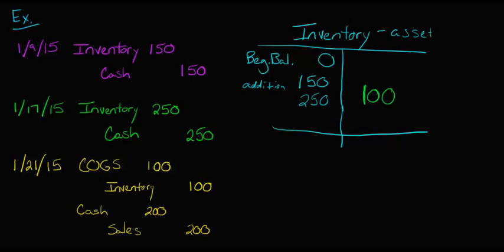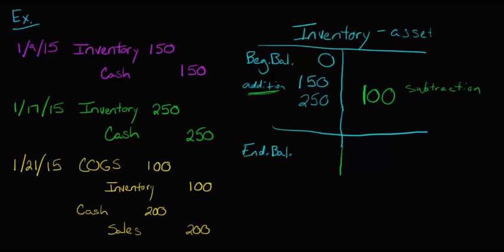Now what does this mean? On the one side we had additions. Here you can call it a subtraction, a deduction, or think of it however you want. We'll just put subtraction of $100. And now we have to figure out what our balance in inventory is at the end of this period. So what we want to know is the ending balance. We started with 0, and then we added 150, and then we added 250, and we took out 100.